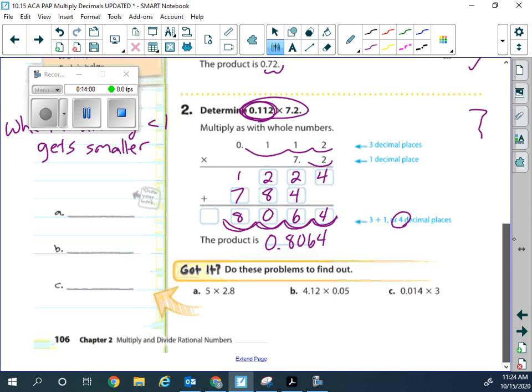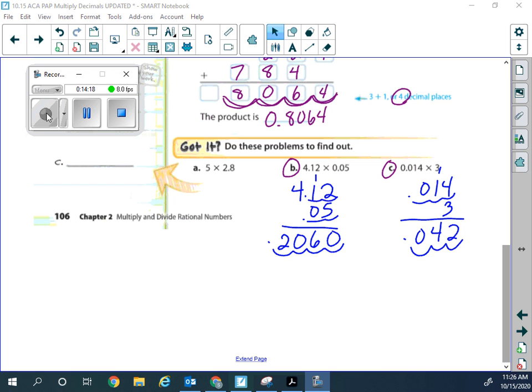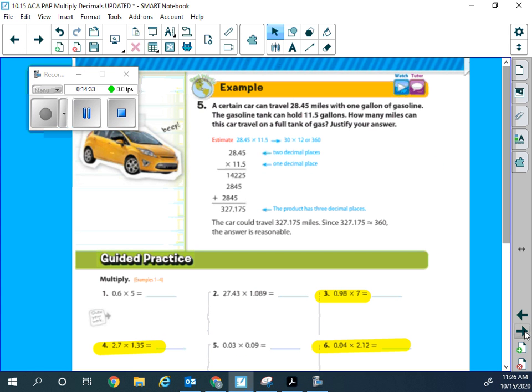Okay? Okay, so what I'd like for you guys to do is we're going to do 2 of these. How about you guys do B and C on your own? If you're at home, pause the video. Okay, check your answers for B. Did you guys get 0.2060? Yeah. And for C, did you guys get 0.042? Yeah. Excellent. All right. Questions? Good? Move on? Excellent. Next page.